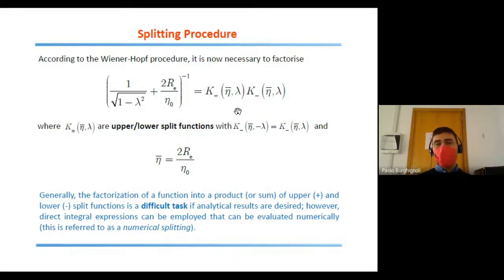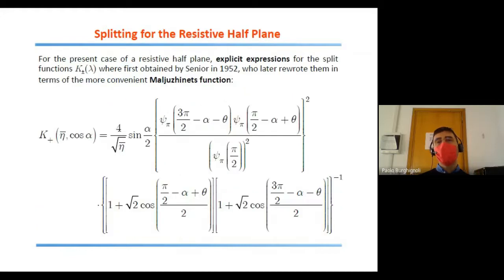In this specific case, however, it was indeed possible to find an explicit representation for the split functions. That was done for the first time by Senior in 1952. That was a quite complicated expression that was later cast into a somewhat simpler form once the so-called Malyuzhinets functions were introduced by Malyuzhinets in 1958.